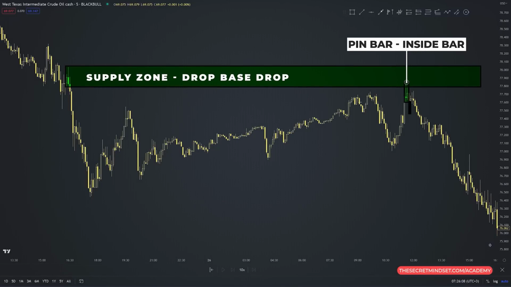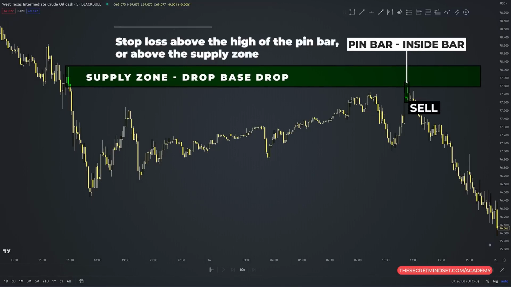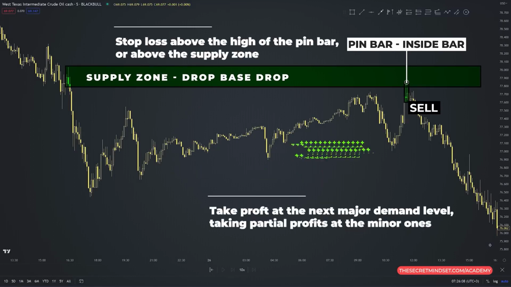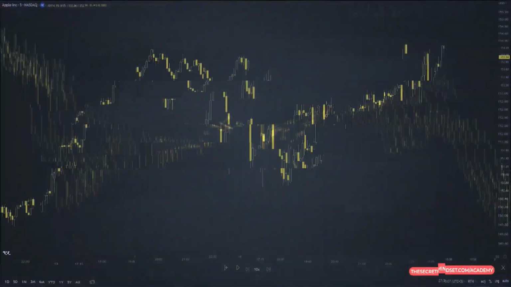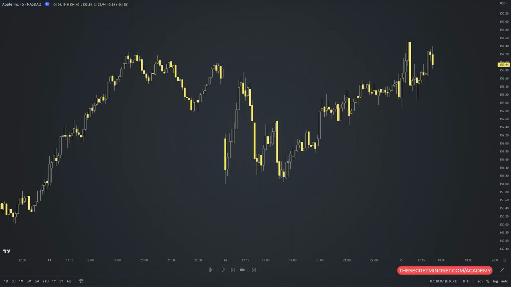You place a sell stop order below the low of the pin bar, with a stop loss above the high of the pin bar or above the supply zone. And even though it's a scalping setup, you target the next major demand level, taking partial profits at the minor ones. Here's a buy trade on Apple on the 5-minute time frame.